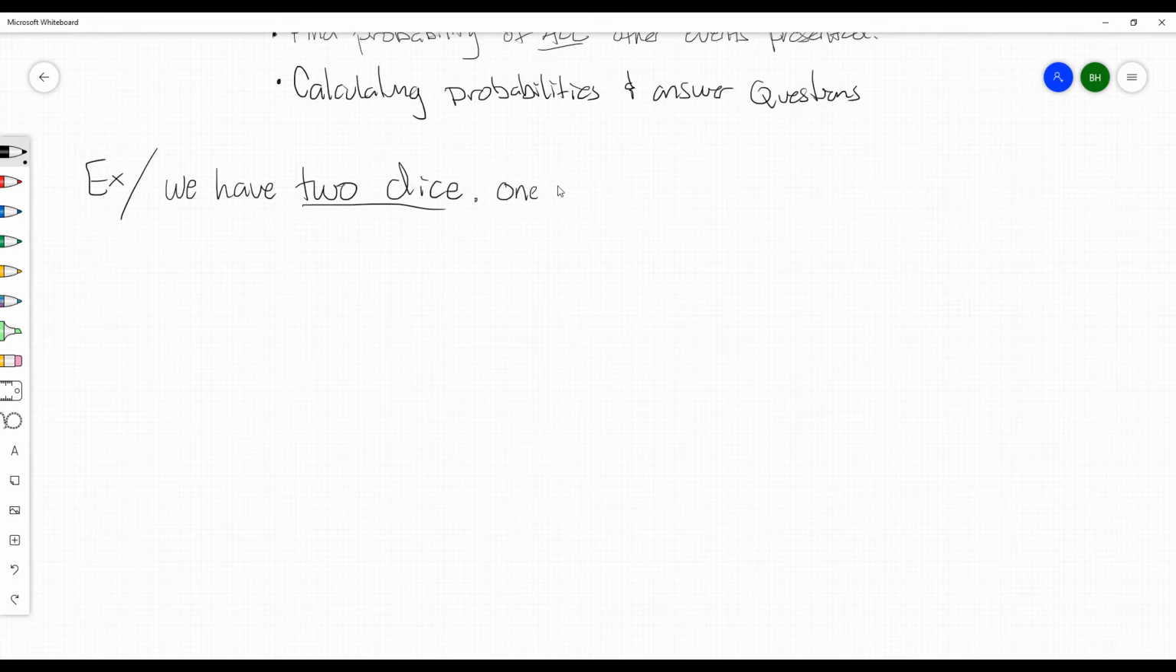What is the probability of rolling an even number, and let's say we want to roll an even number and a 3. Okay, so using the 2 dice, we want to roll an even number and a 3.